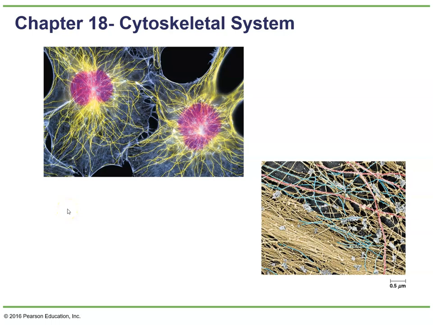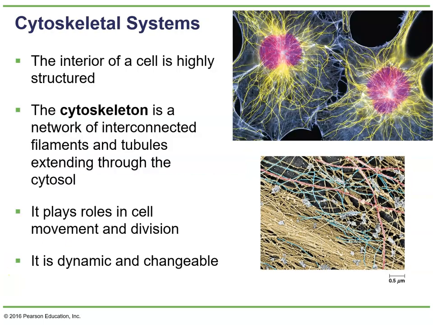Chapter 18, we're going to talk about the cytoskeletal system. This whole system within a cell is very important for setting up the structure of the cell, and it also plays a large role in helping transport some of the different organelles and hold them into place. So we were talking about vesicles in earlier chapters, and those are running along some of these skeletal systems.